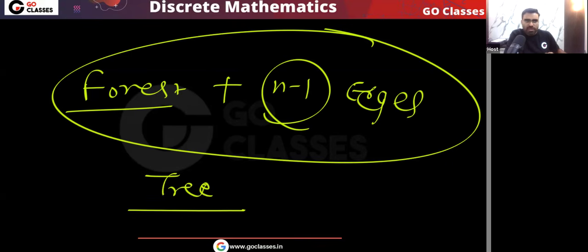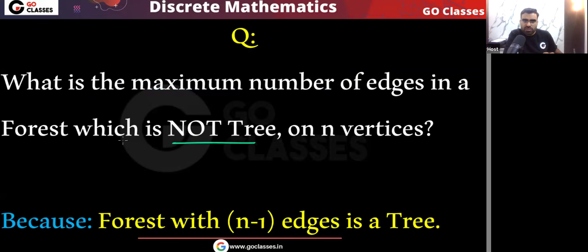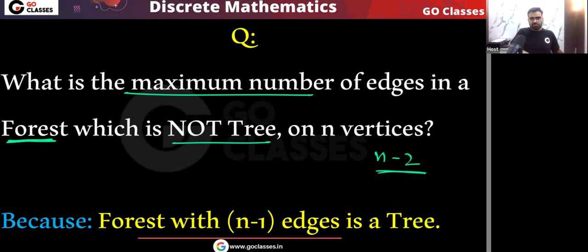Okay, so how many edges can I put in a forest which is not a tree? The answer will be n minus 2. Okay, so for this question, a forest but not a tree, the maximum number of edges will be n minus 2.